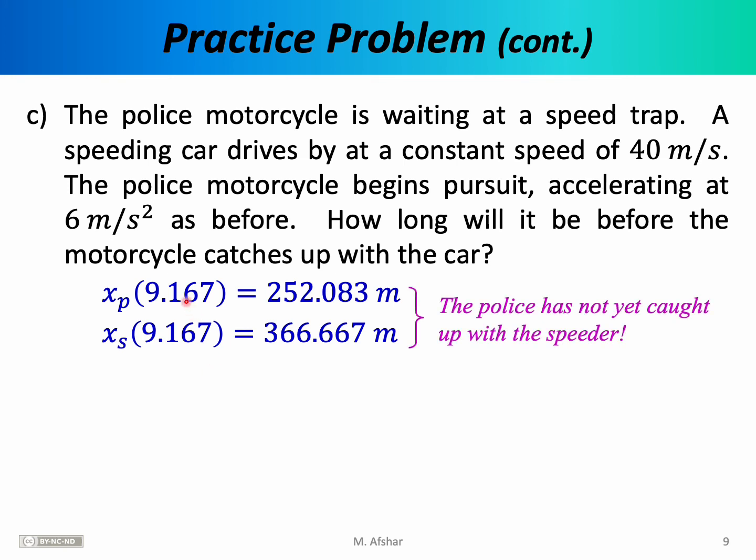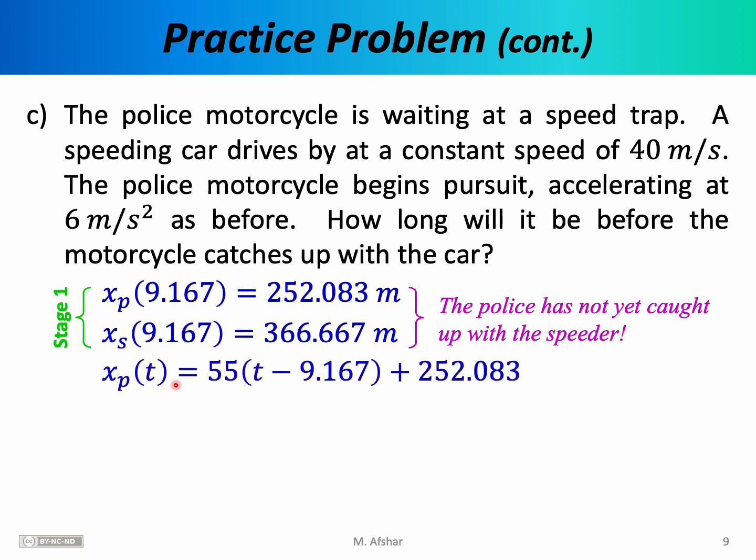Clearly, after 9 seconds, the police has not caught up with the speeder just yet. In fact, you can see that the speeder is significantly far ahead of the police after 9 seconds. Now, this is important because this tells me whether this is a stage 1 problem or a stage 2 problem. In part B, we had to solve the problem in 2 stages because the acceleration of the motorcycle was changing from 6 to 0. Well, that's what's going to happen here as well. Clearly, this problem is not done after 9 seconds, so now we need to enter the second stage.